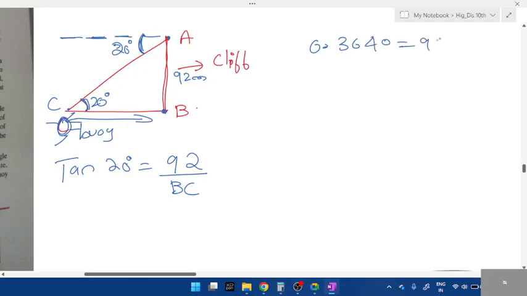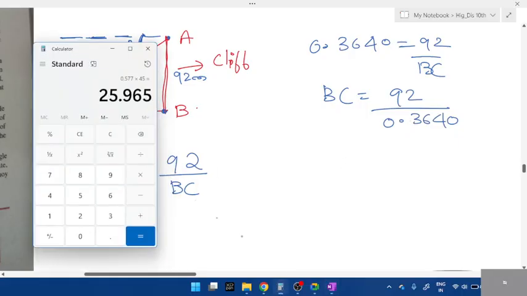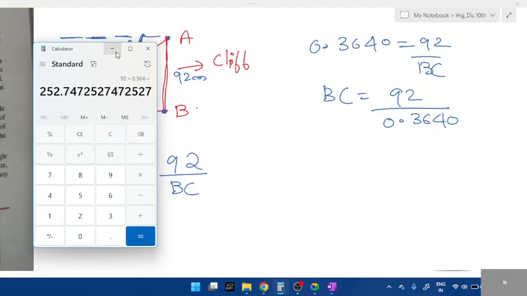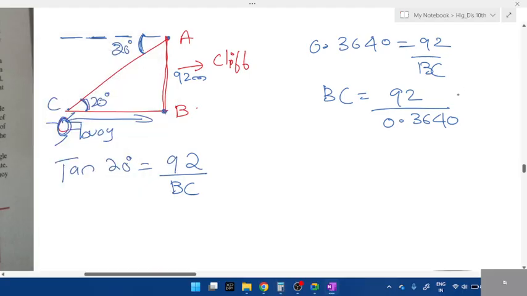0.3640 is equal to 92 divided by BC. If BC goes to the other side, what are we dividing? A whole number or a decimal number? So do you think this calculation is easy? No. Until and unless they give you a calculator. But they're not going to provide a calculator. Let us check the answer. 3640. What's the answer? 252.74.